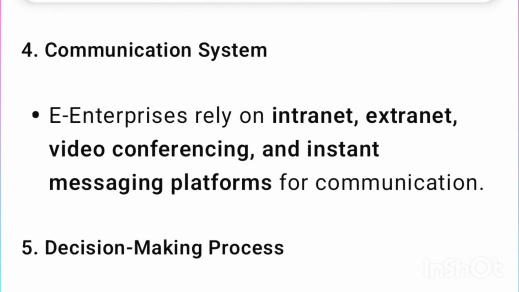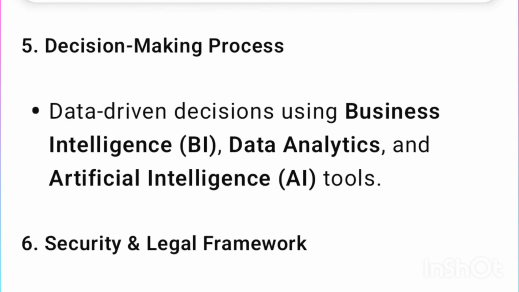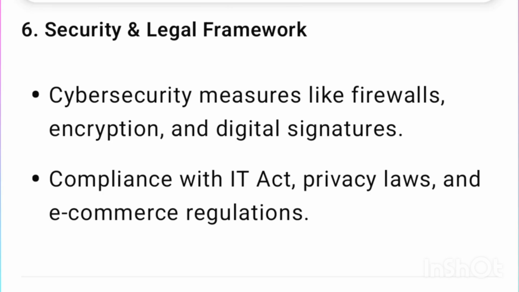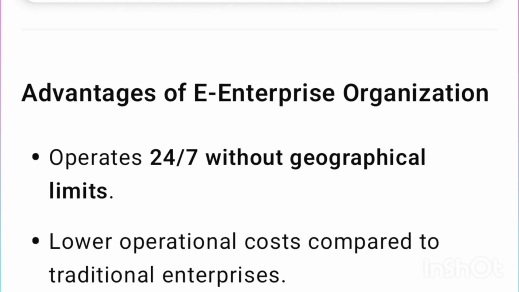4. Communication system. E-enterprises rely on intranet, extranet, video conferencing, and instant messaging platforms for communication. 5. Decision-making process. Data-driven decisions using business intelligence (BI), data analytics, and artificial intelligence (AI) tools. 6. Security and legal framework. Cybersecurity measures like firewalls, encryption, and digital signatures. Compliance with IT Act, privacy laws, and e-commerce regulations.